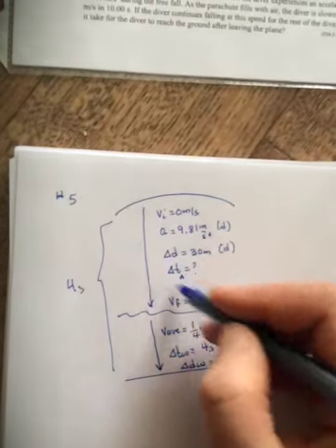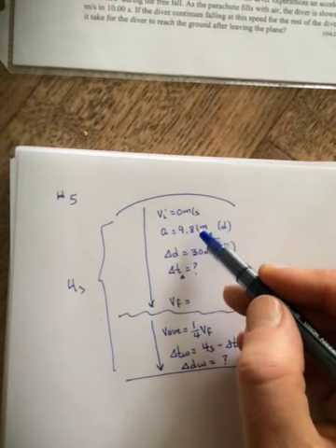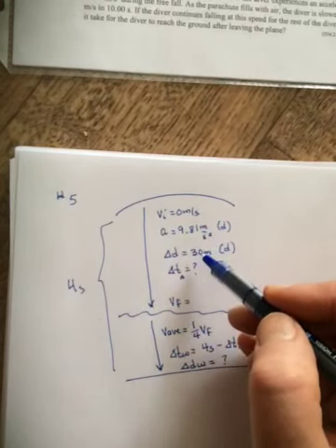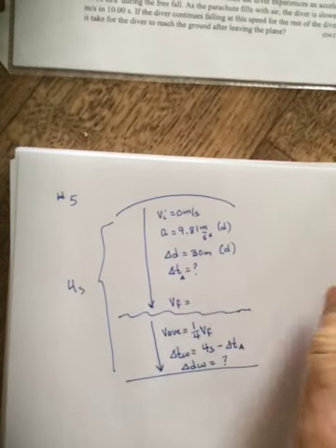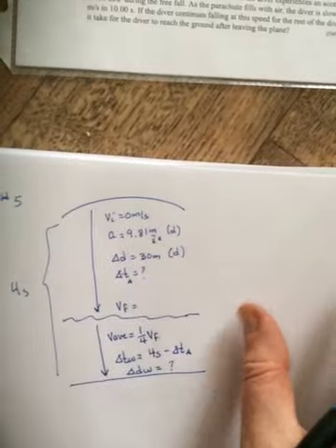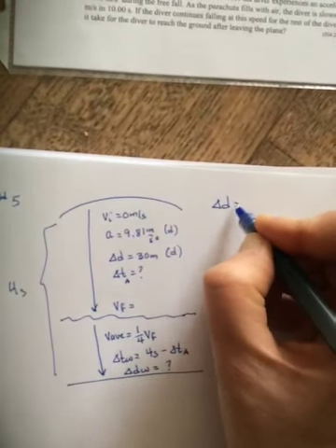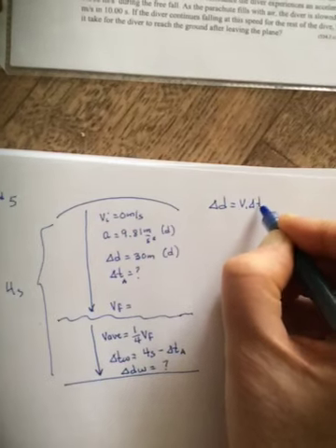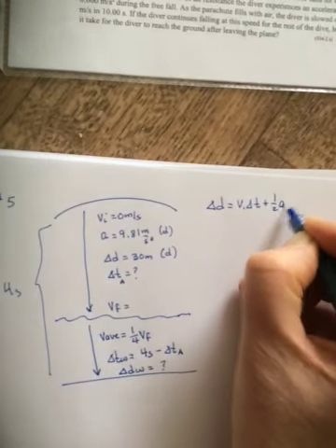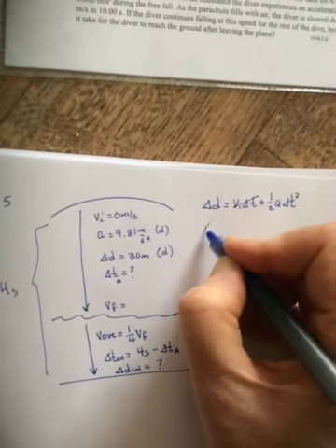So if we look at our givens, we have an A, a VI and a delta D. We should be able to find delta T and VF. Doesn't matter which one you find first. If we use delta D is equal to VI delta T plus 1/2 A delta T squared, we can get our time because this will go to 0.